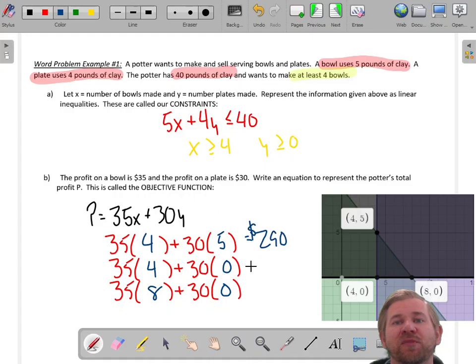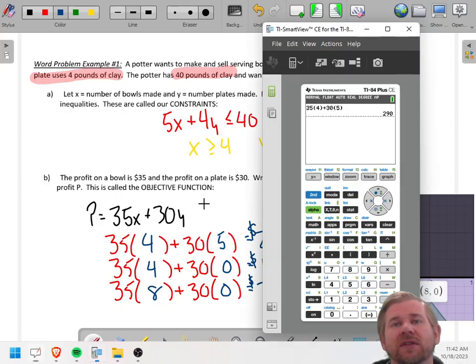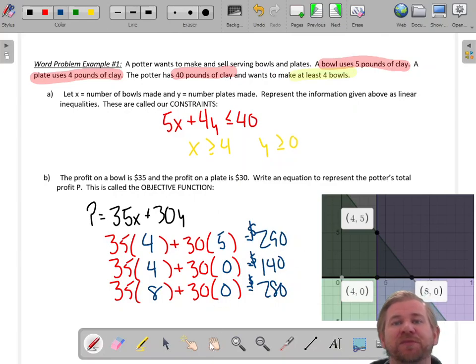Now that's $290 profit. 4 times 35 is 140. If you make 4 of the bowls, you will make $140 profit. If you make 8 of the bowls, hopefully it makes sense you're going to make a lot more money. You would make $280. Okay, so just to be sure, 35 times 8. Yeah, good. So how do you maximize profit?